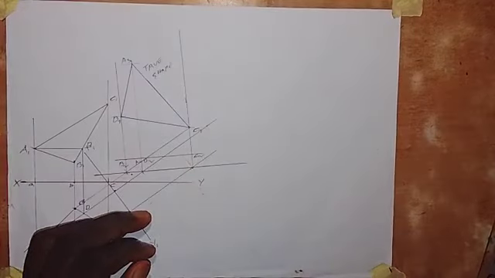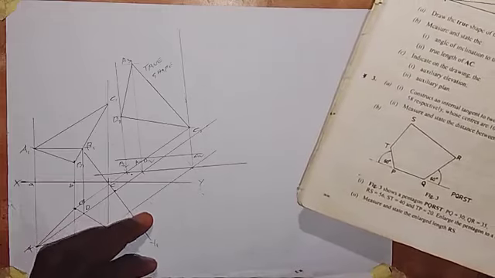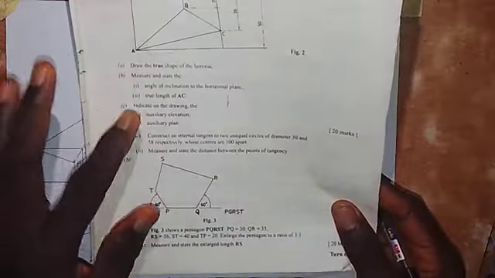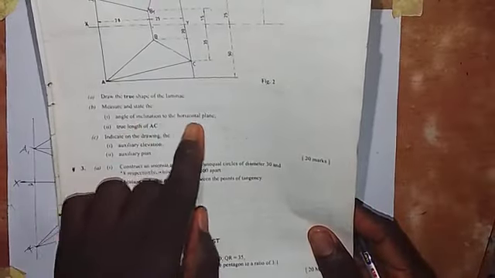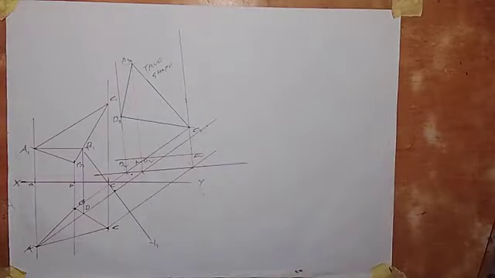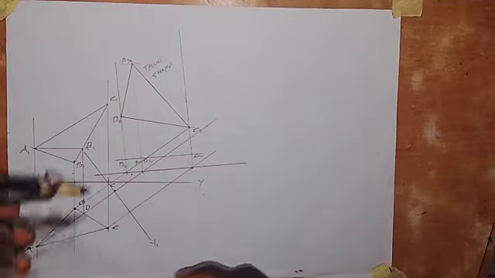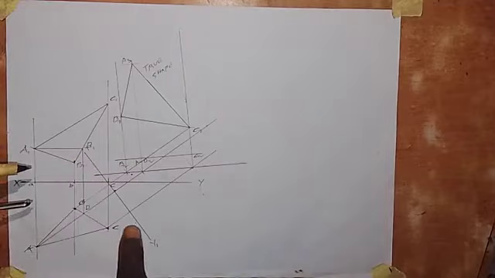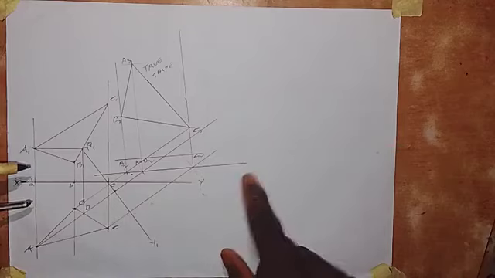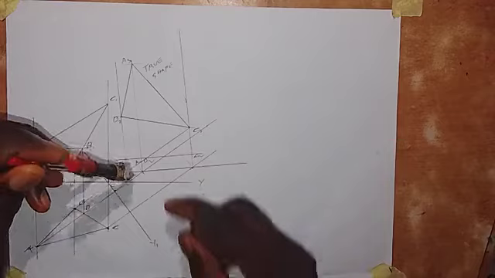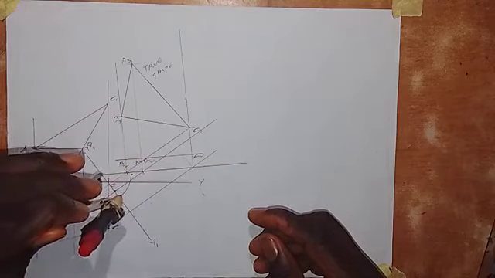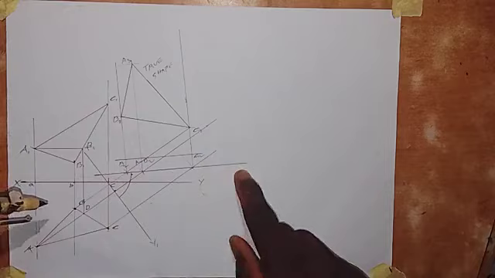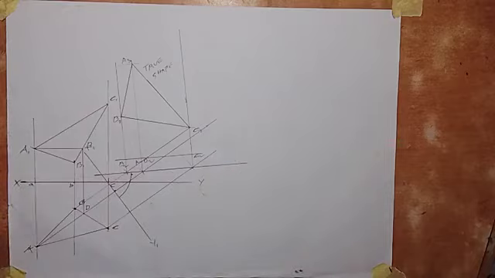All right, so we have answered question A, and then we're asked to measure the angle of inclination to the horizontal plane. So where is that angle of inclination to the horizontal plane? We are talking about the angle between this line X1, Y1 and this line here. So I'll draw a small arc here like this. This angle between this line X1, Y1 and this line is what we call the angle of inclination to the horizontal plane.